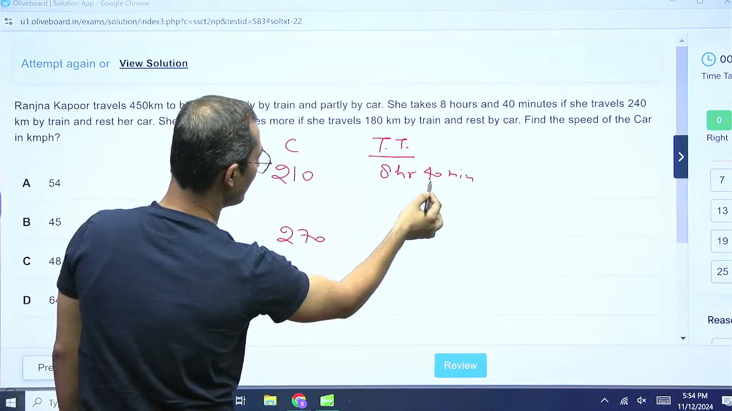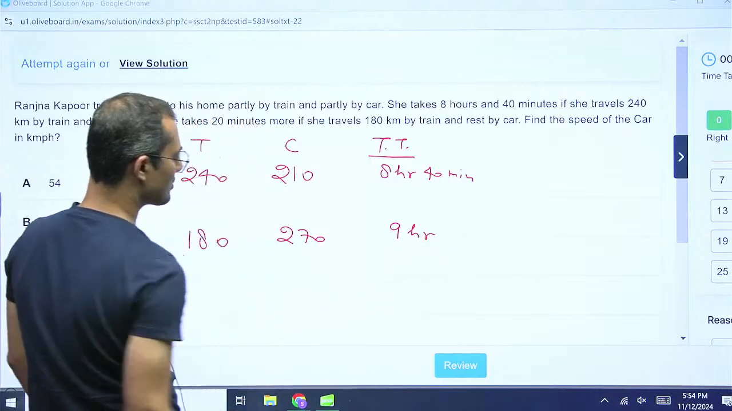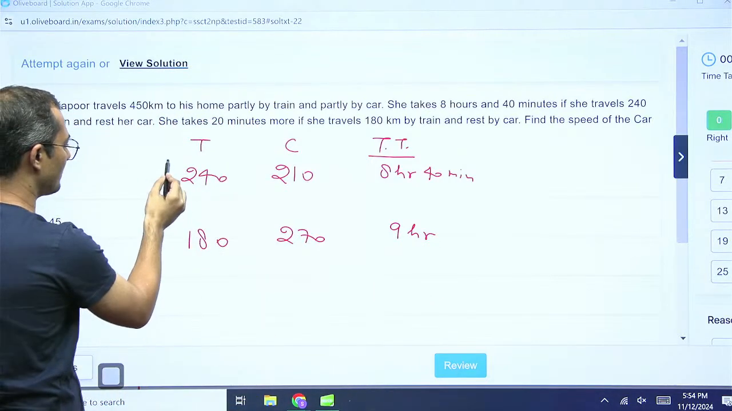Total time is 20 minutes more, meaning 9 hours, right? So we have the distance, right? So this is the distance.